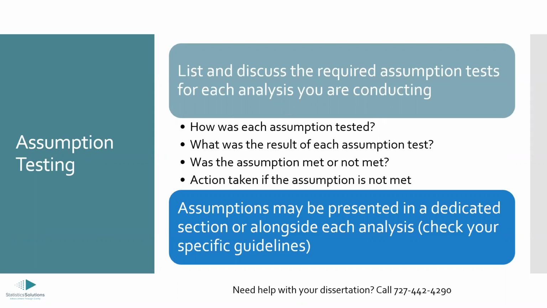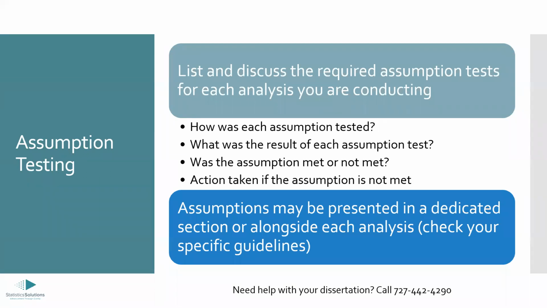So for instance, if you're doing something like a t-test or an ANOVA or a regression, there will be certain assumptions tests that you need to check for each of those analyses. And then for each assumption that you're testing, you want to describe how each assumption was tested. So for instance, if you're testing the assumption of normality, you want to say how you're testing normality. So are you testing it by doing a Shapiro-Wilk test? Are you testing it by looking at histograms or skewness and kurtosis values? Or maybe you're using a QQ plot. You want to state exactly how you are testing that assumption.